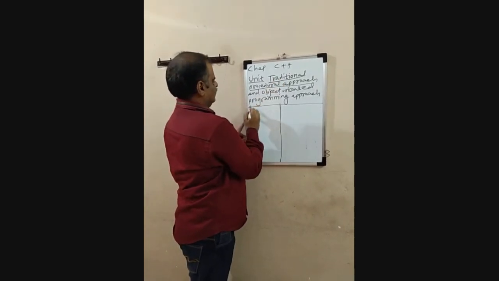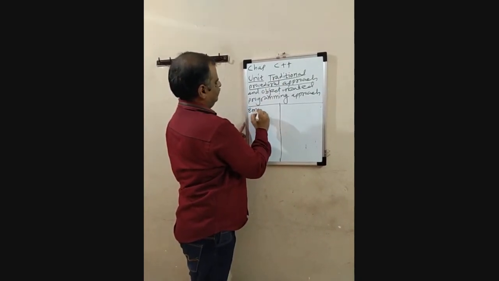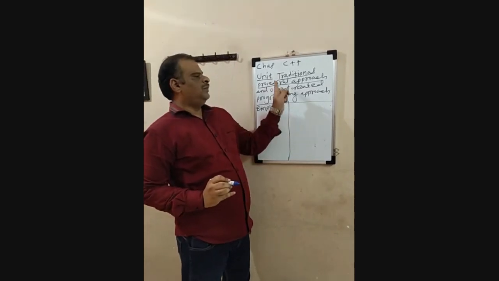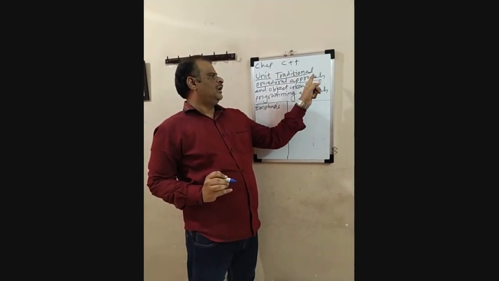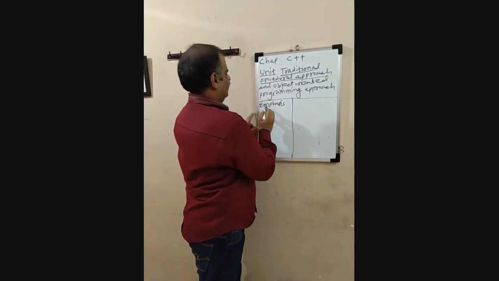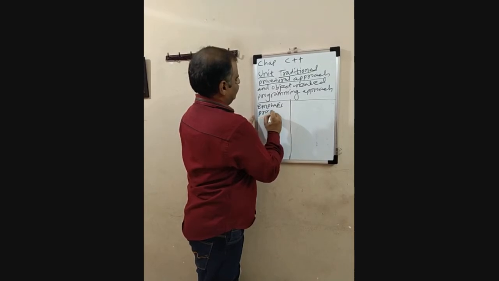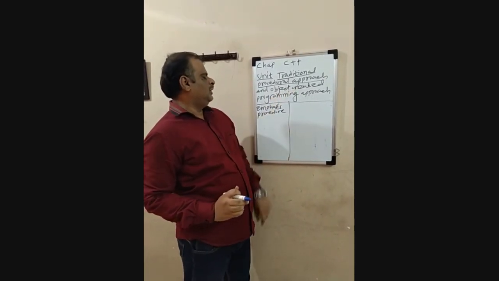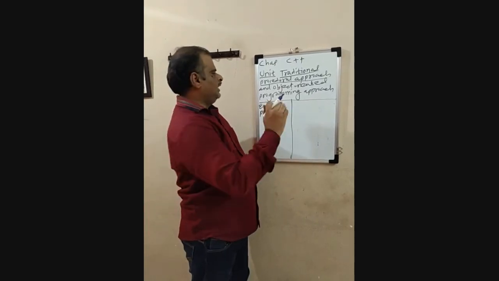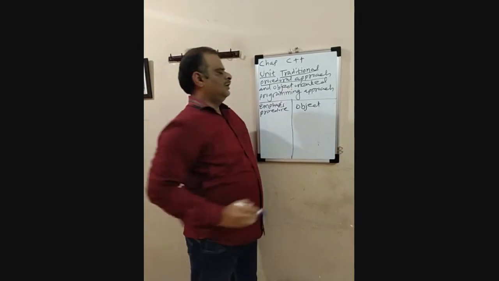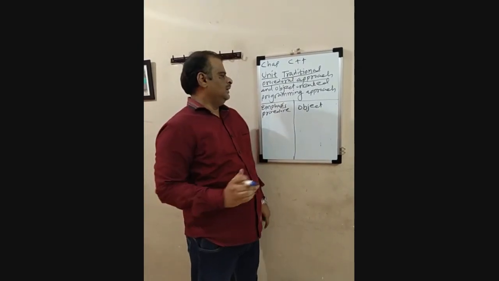Firstly, emphasis. The emphasis in the traditional procedural approach is on a procedure, that is a function, and the emphasis in object oriented programming is on the object, which is a runtime entity.